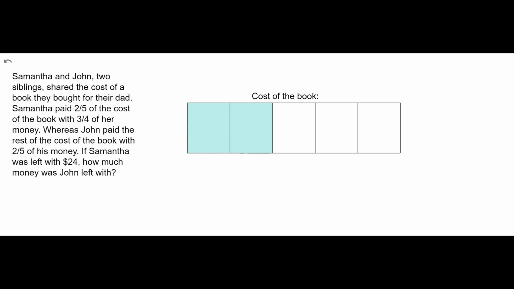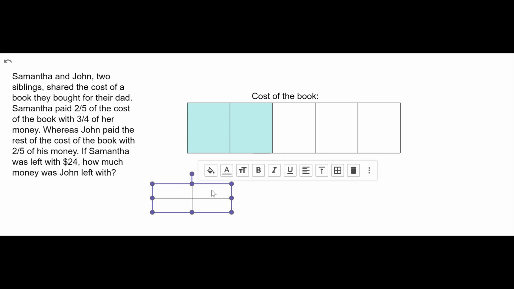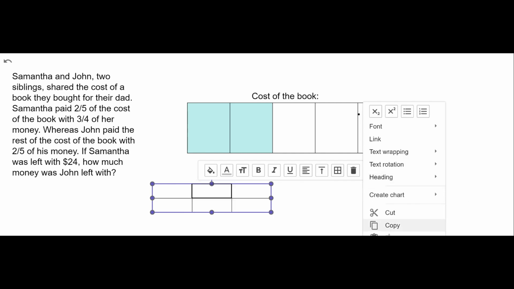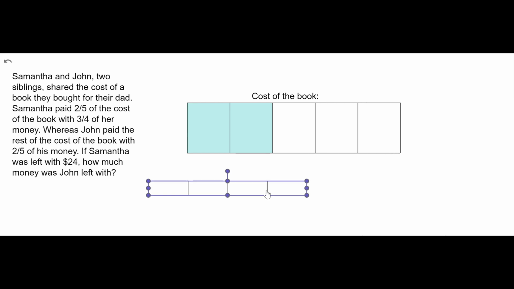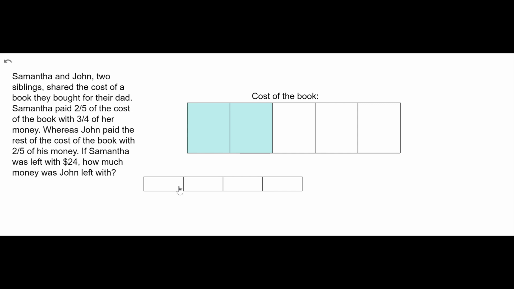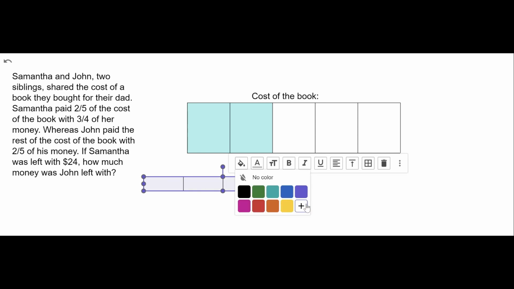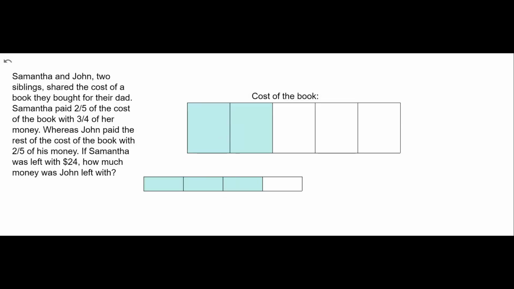The second part of the second sentence says that Samantha paid for 2/5 of the cost of the book with 3/4 of her money. So we're going to make another representation of Samantha's money. She paid for 2/5 of the cost of the book with 3/4 of her money. We'll highlight 3/4, and we'll make it the same color as the 2/5 because this is the same amount. 2/5 of the cost of the book is actually 3/4 of Samantha's money. Important to know.